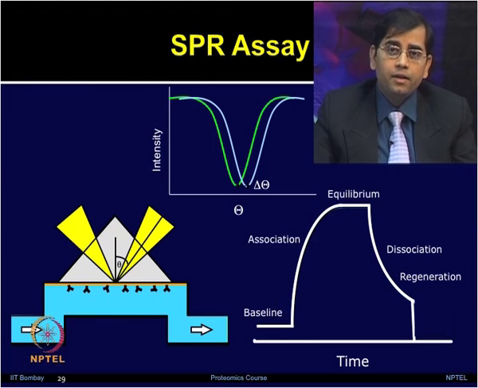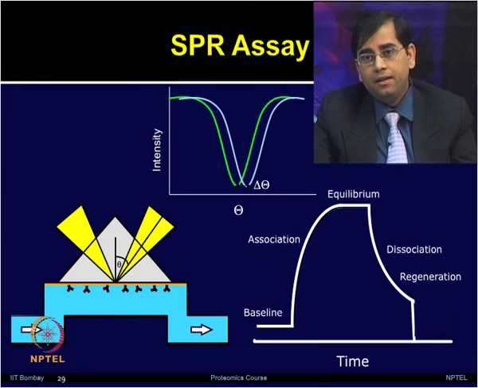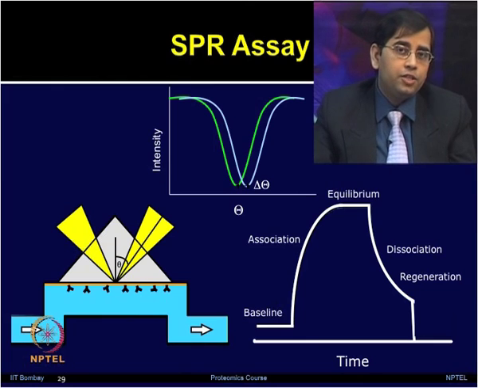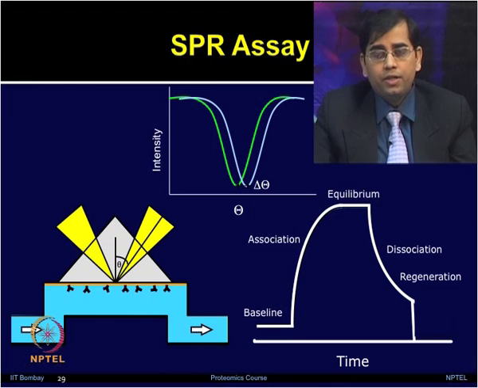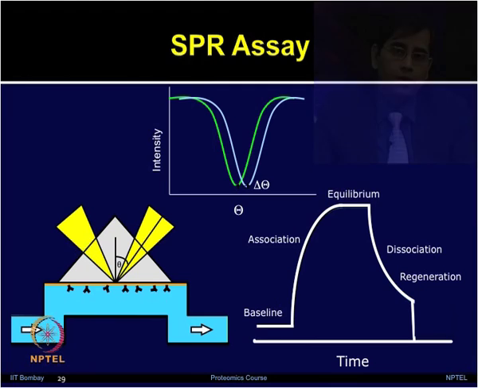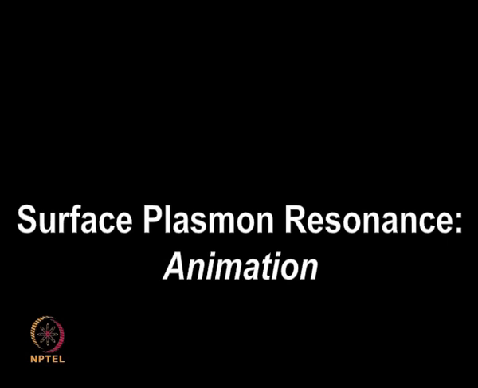As shown here, initially you can obtain a baseline. Once a binding event happens, association can be seen. After some time, it reaches an equilibrium or steady state. Then by further washing with buffer, it can be dissociated, shown as dissociation, followed by regeneration, where the same chip can be reused. So, I will show you the surface plasmon resonance animation.